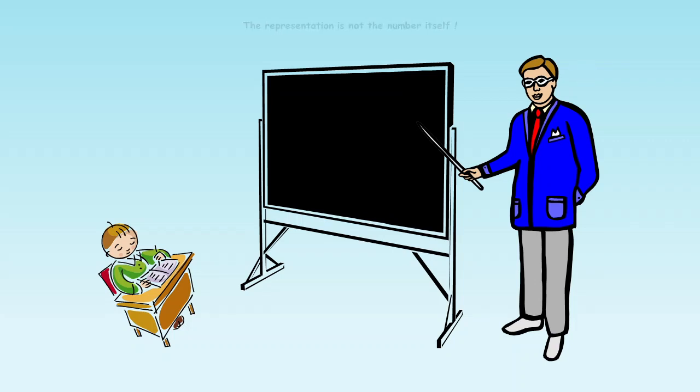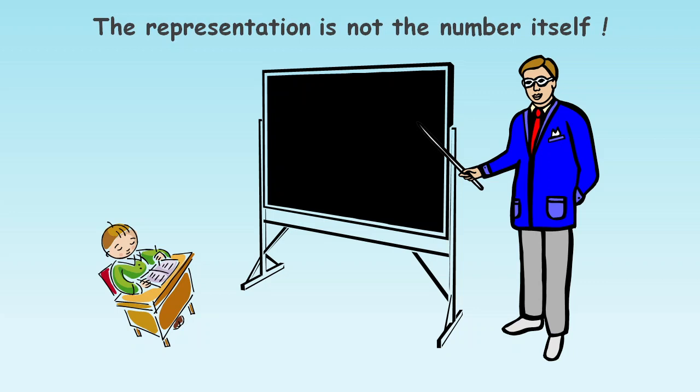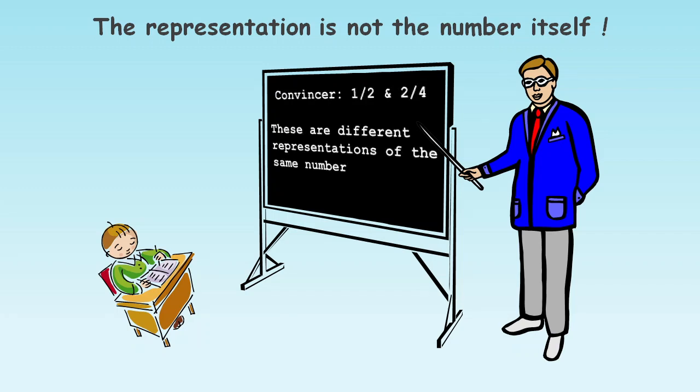So what does this mean? Well, we are told we should not expect a number system to be unique. For example, a half and 2/4 are two different representations for the same rational number. But if 2/4 isn't the number and a half isn't the number, then what is the number?